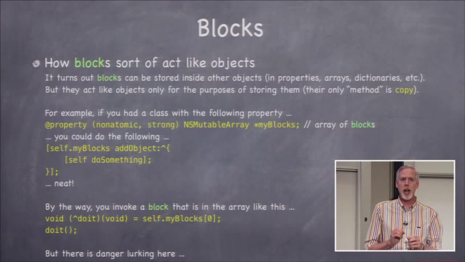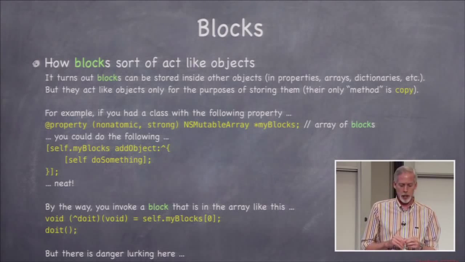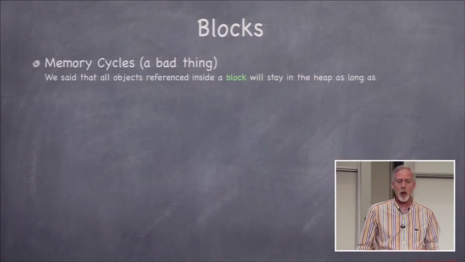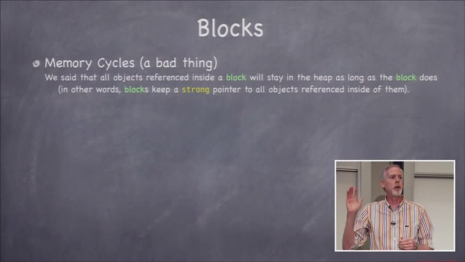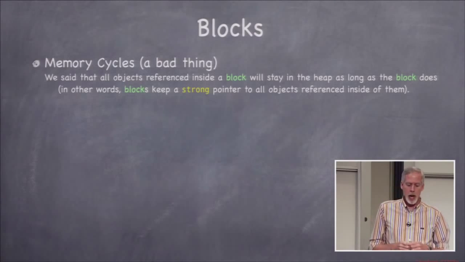But there's a real danger lurking here in this code above, this self do something thing. And what is it? Well, it's called a memory cycle. How many people know what a memory cycle is? Okay, not very many. That's good, so I'll cover this.